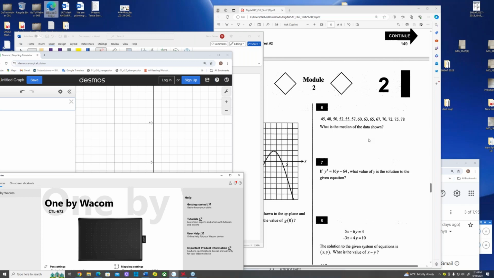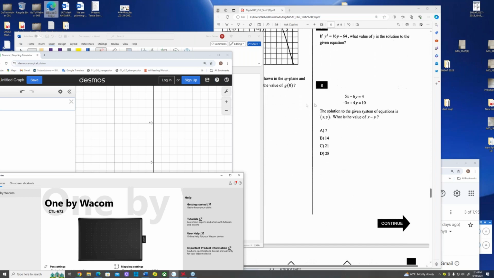What value of y is the solution of a given equation? You can do it, it's a simple trinomial, you factorize and you get this answer. Or you can type it in Desmos, whatever.